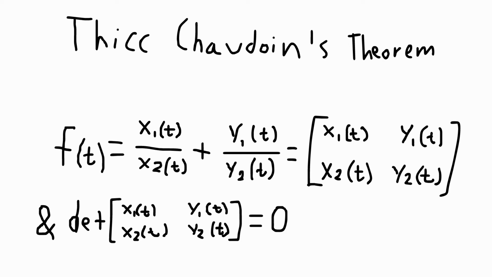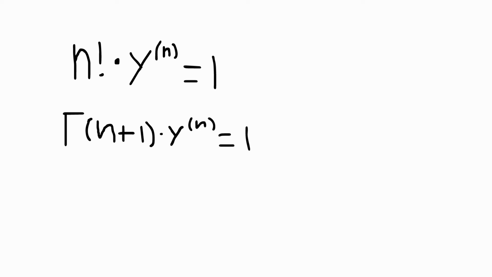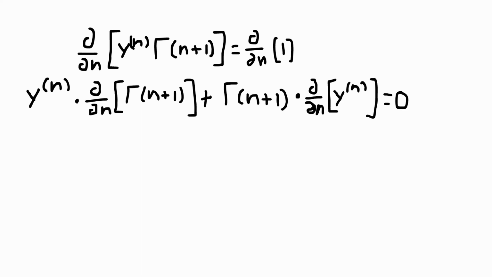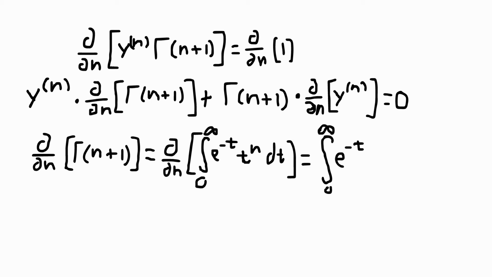Now, to start. We have that n factorial times the nth derivative of y is equal to 1, which can be rewritten as gamma of n plus 1 times the nth derivative of y is equal to 1. Now, take the partial derivative with respect to n at both sides. Using the product rule, we get the following. Using Leibniz integral, we can find the partial derivative of the gamma function to be this.